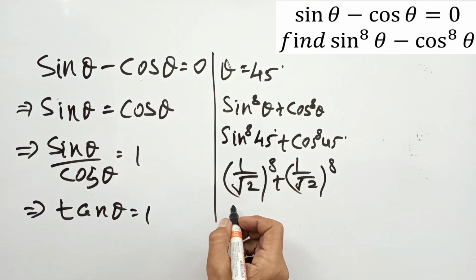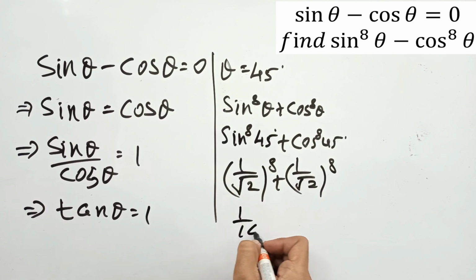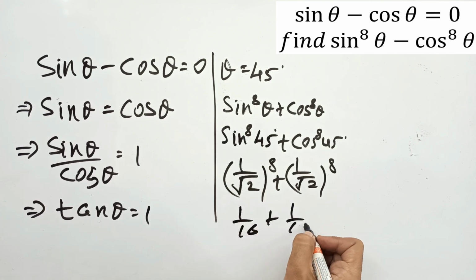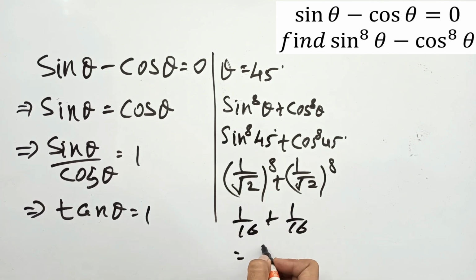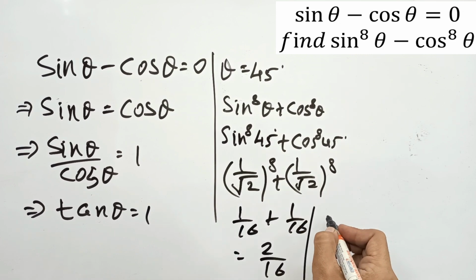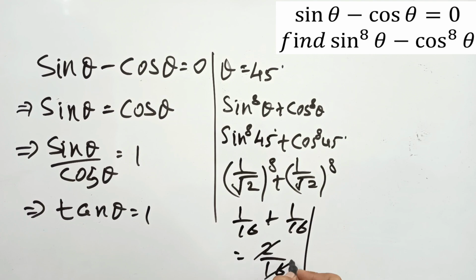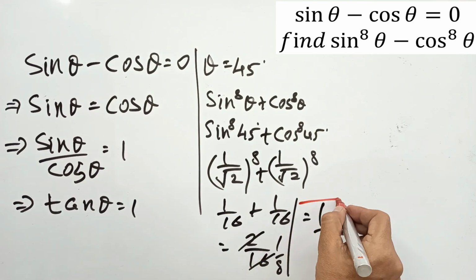So if we calculate, it is coming 1 upon 16 plus 1 upon 16. So it is 2 upon 16, means 1 upon 8. So this is the answer.